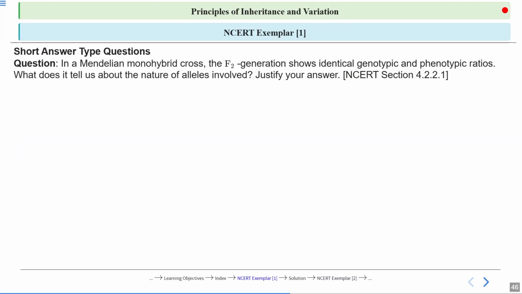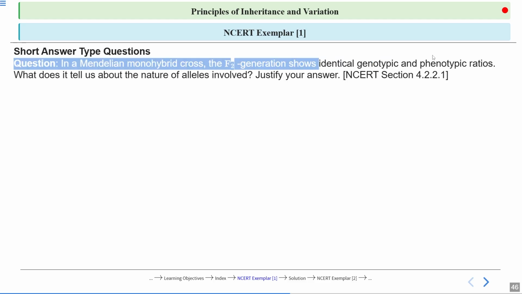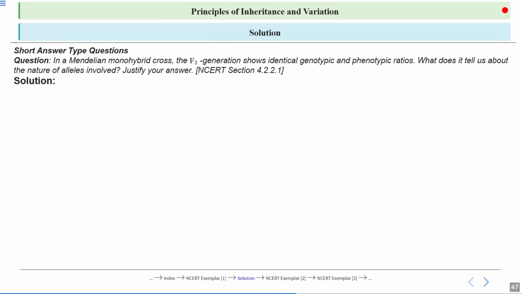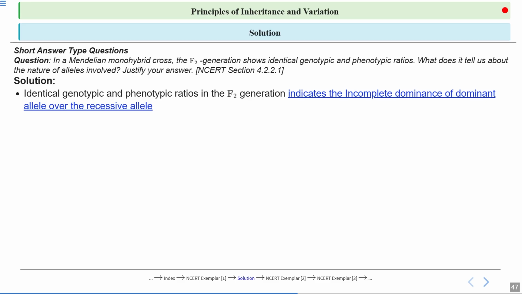The next question: in a Mendelian monohybrid cross, the F2 generation showed identical genotypic and phenotypic ratios. Okay, in the F2 generation, you can see the phenotypic and genotypic ratios are identical. What does this tell about the nature of alleles involved? You have to justify your answer. Now, identical genotypic and phenotypic ratios in the F2 generation indicate incomplete dominance of the dominant allele over the recessive allele. So in the case of incomplete dominance, you get the same phenotypic and genotypic ratio in monohybrid crosses.